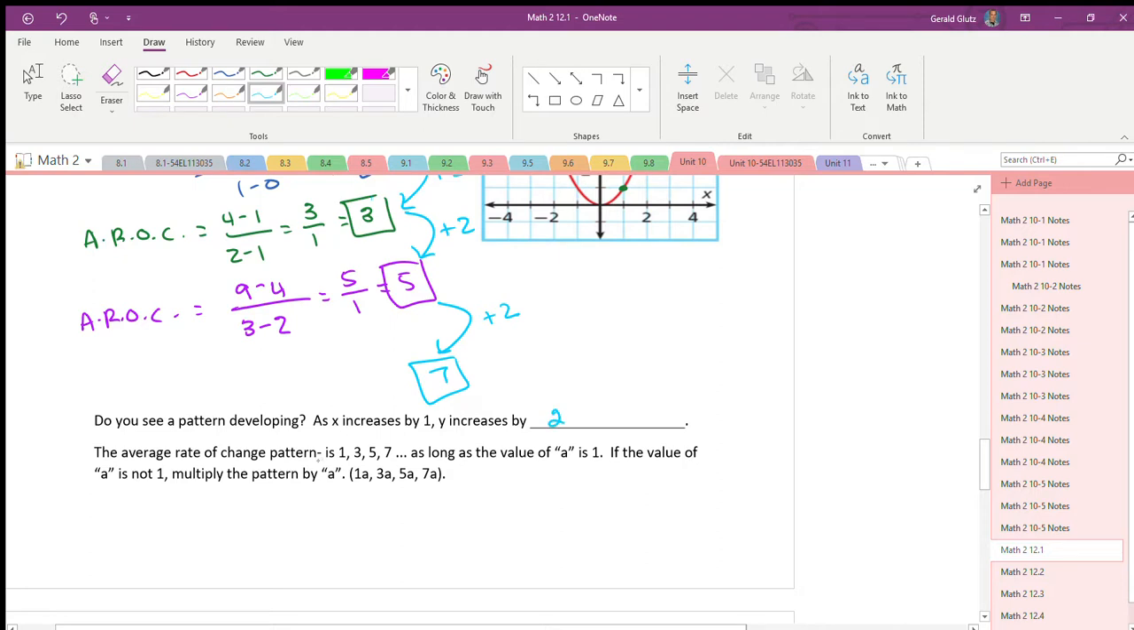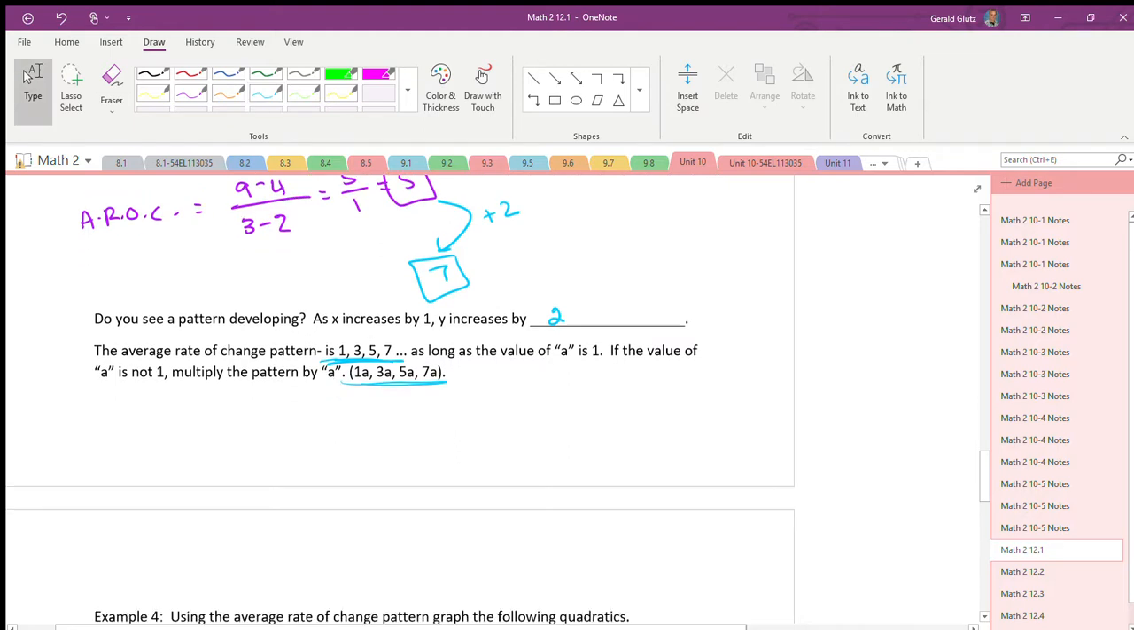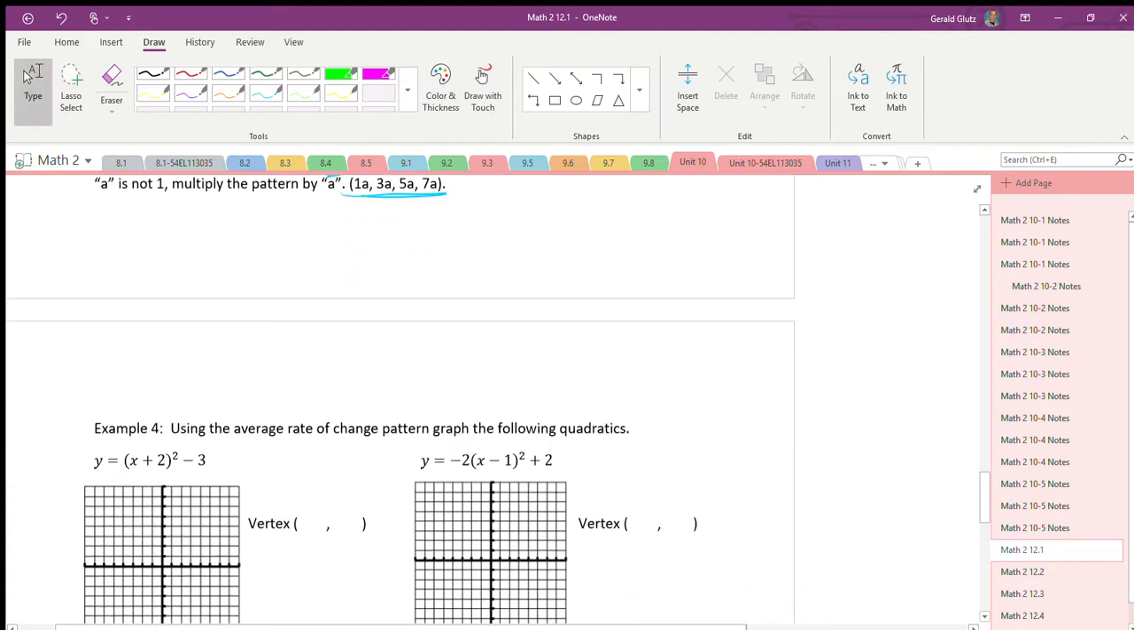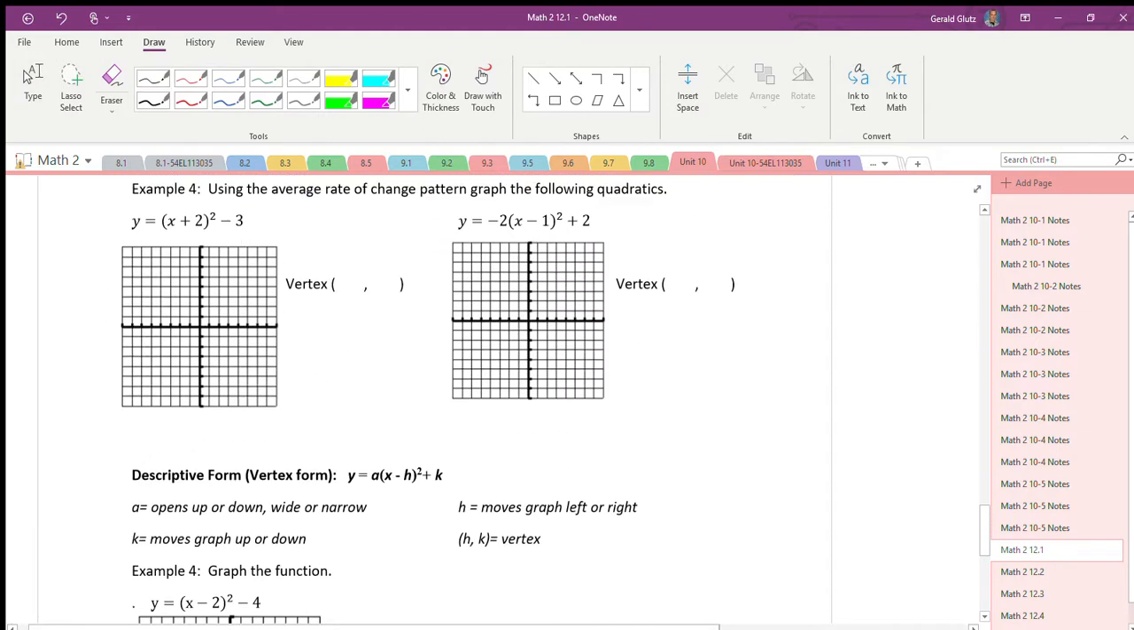So there's a little pattern formed for the average rate of change. So I'll talk more about this in the future. But I know the notes are really long, so I'm going to try to move on. All right, so let's finish these things on example 4. So using the average rate of change, so we got one more page.